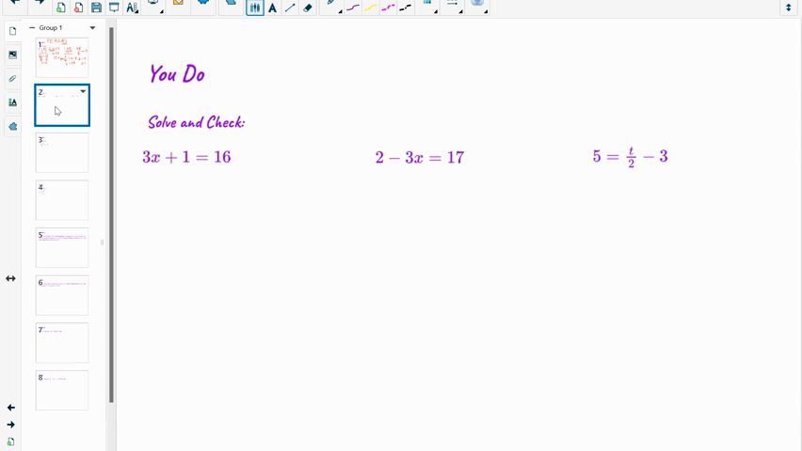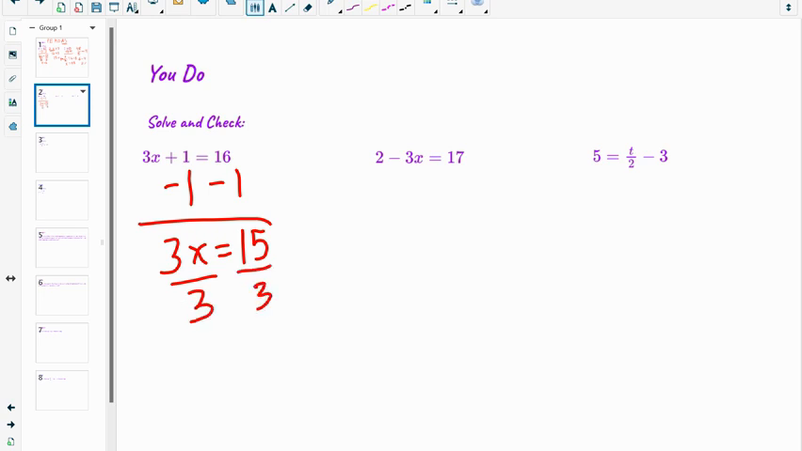Okay, so again, reverse order of operations. I'm looking for addition first or subtraction. I have a plus 1 here. So I'm going to subtract that 1. I get 3x equals 15. And then I'll deal with the multiplication by dividing. And I get x equals 5.